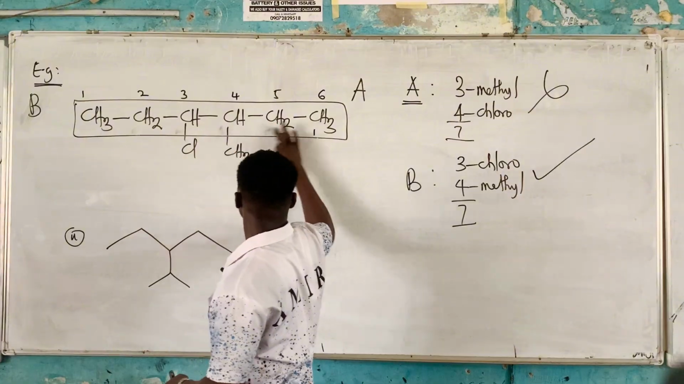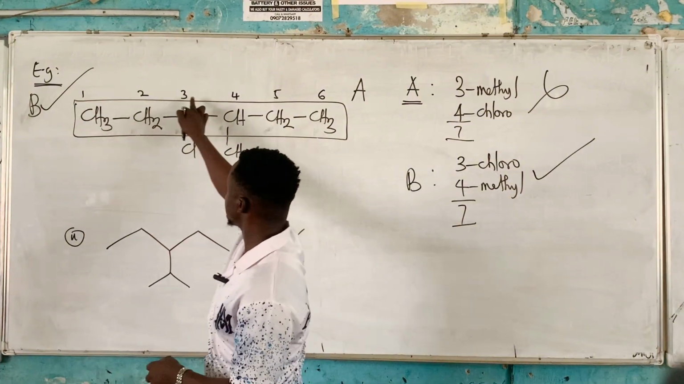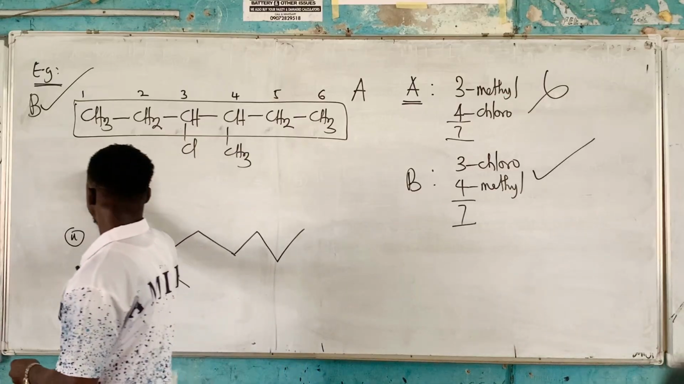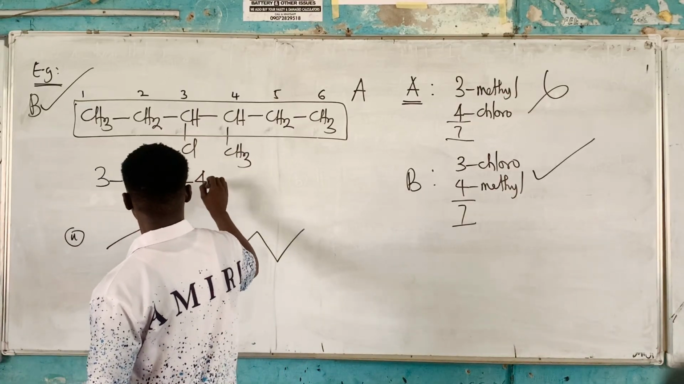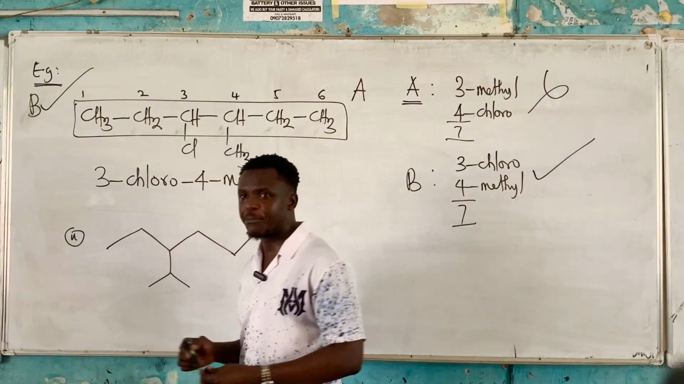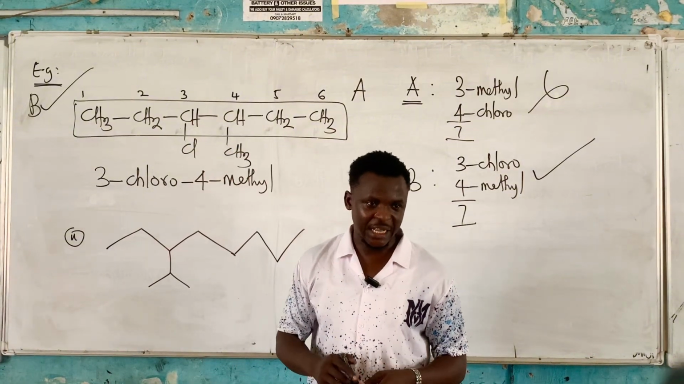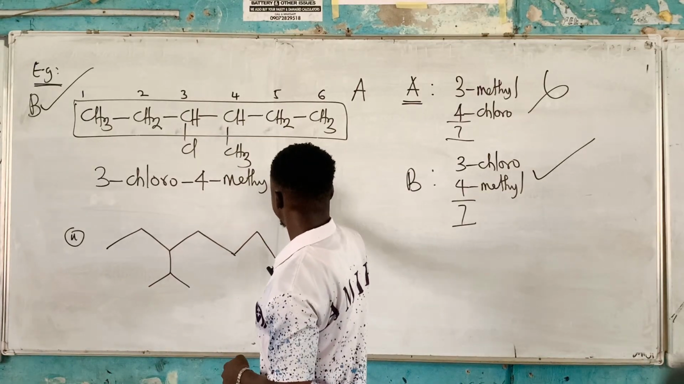So I'll now come here. This is now the side I'll follow. So I'll now follow this numbering 1, 2, 3, 4. So this now becomes 3-chloro. Don't forget, if 2 substituents are present, you arrange them alphabetically, right? Hexane.